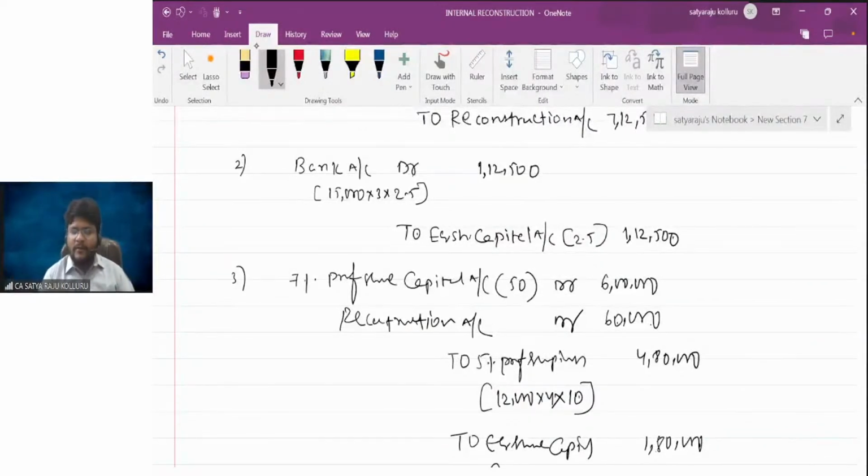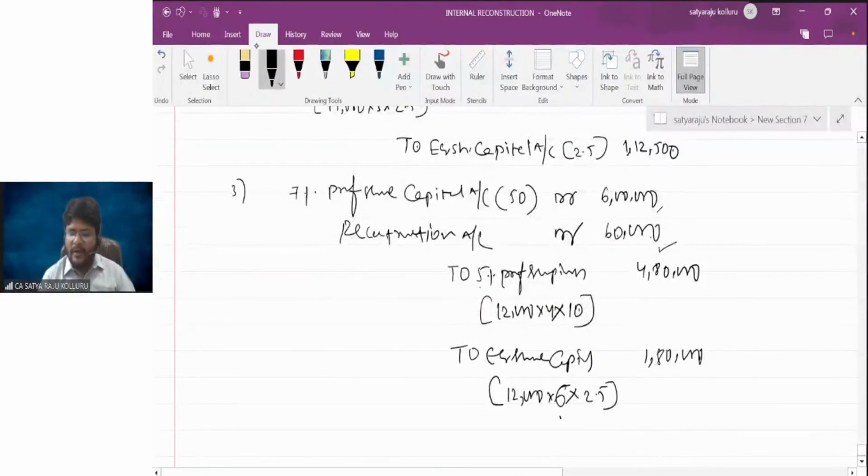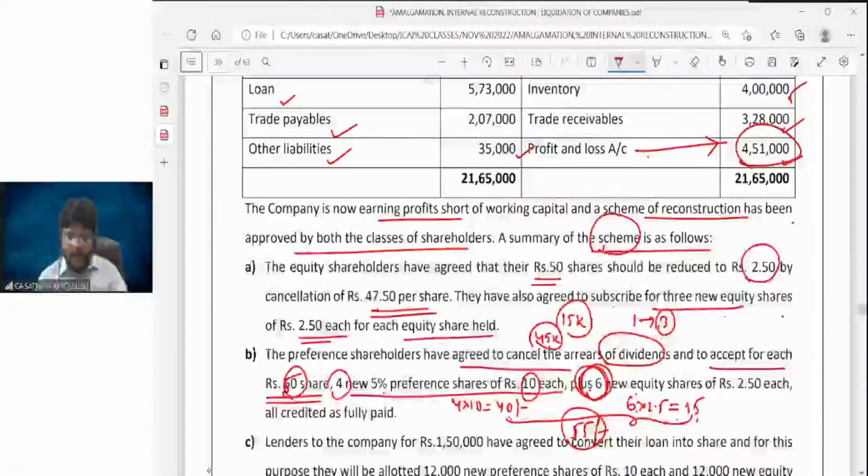Okay, now the entry: 7% preference share capital, that is total amount 6 lakhs. Reconstruction account 60,000. To 5% preference share capital 4,80,000. To equity share capital 1,80,000. That's it. Next, come to the next point.